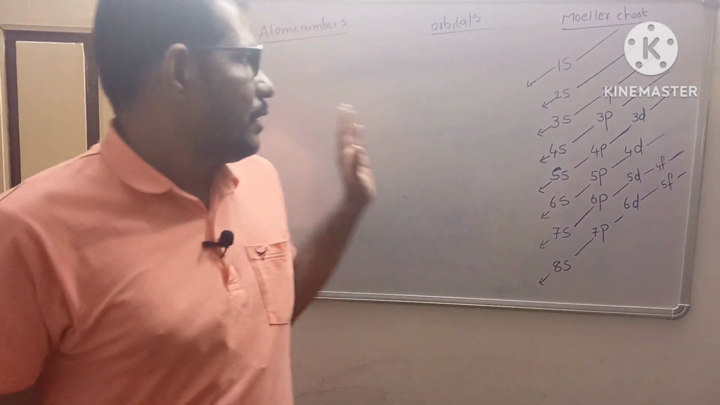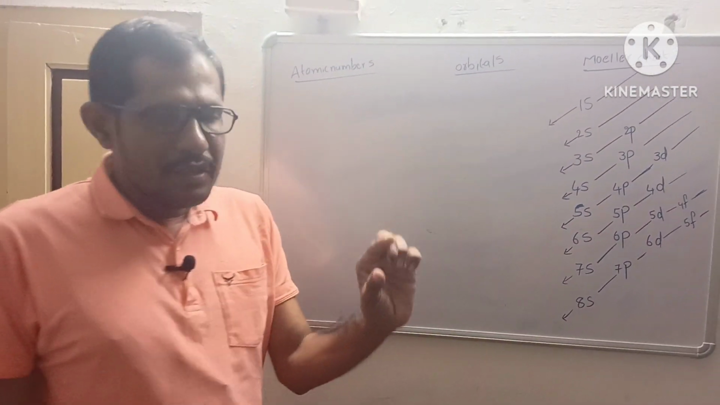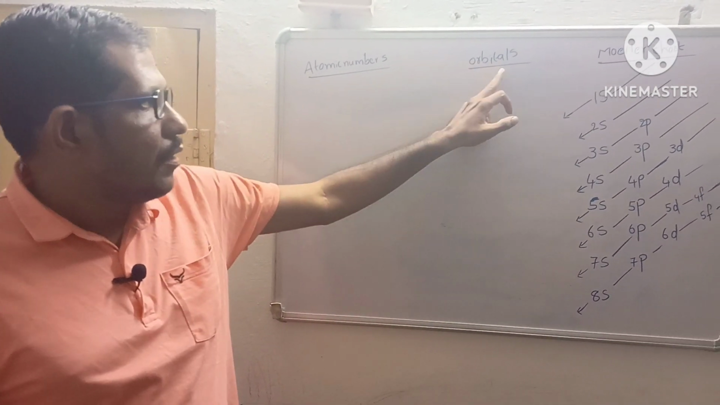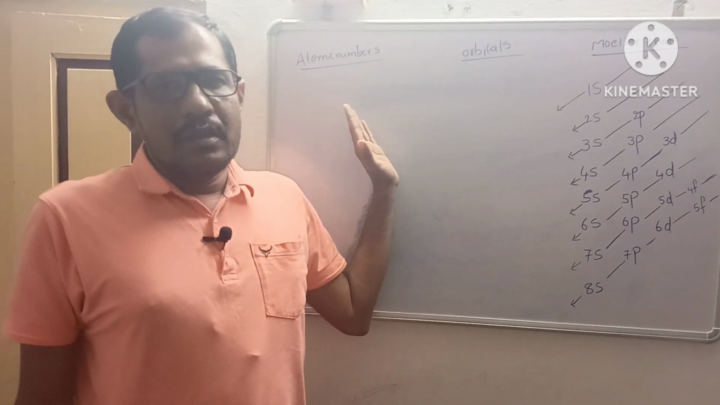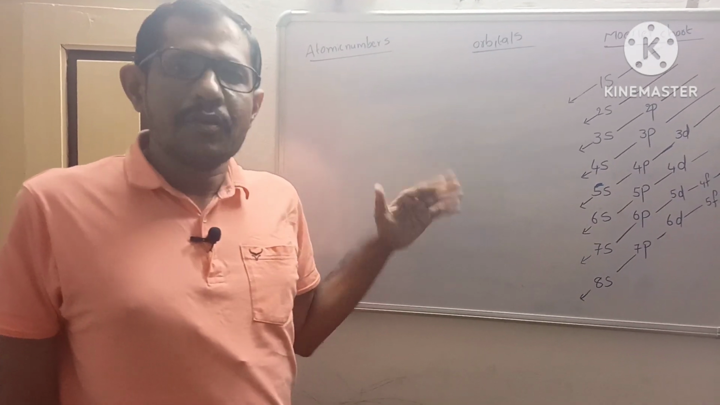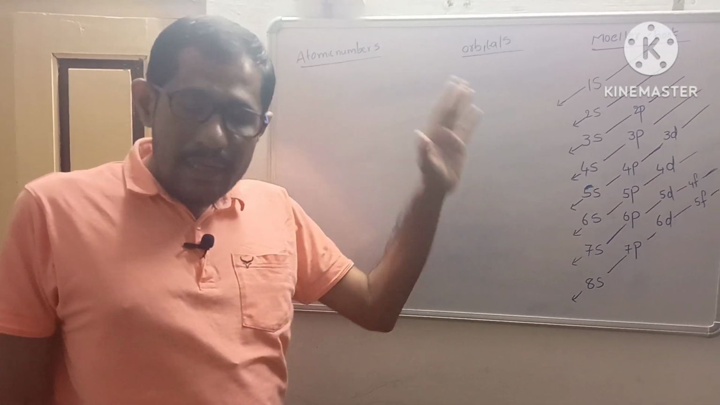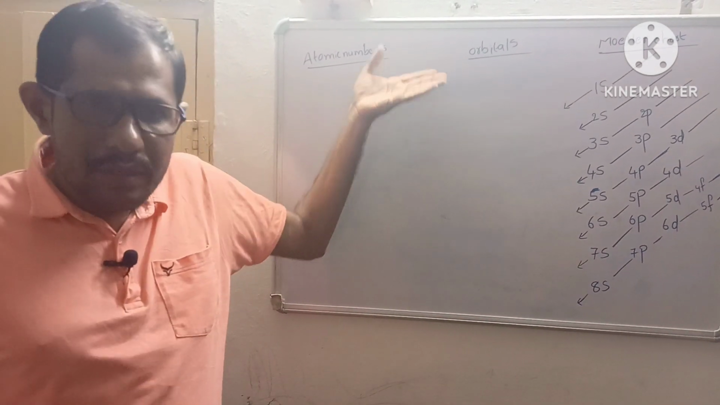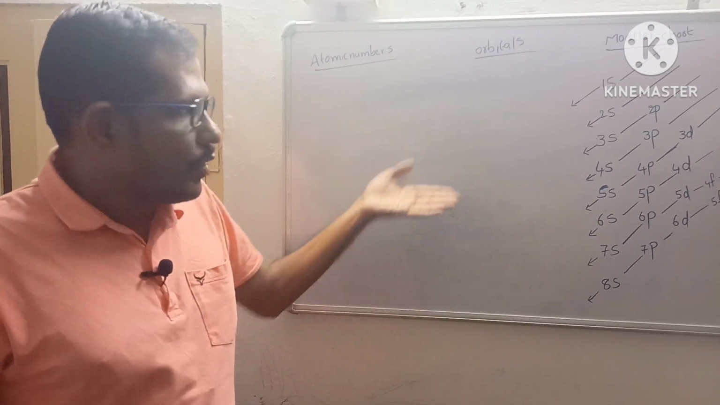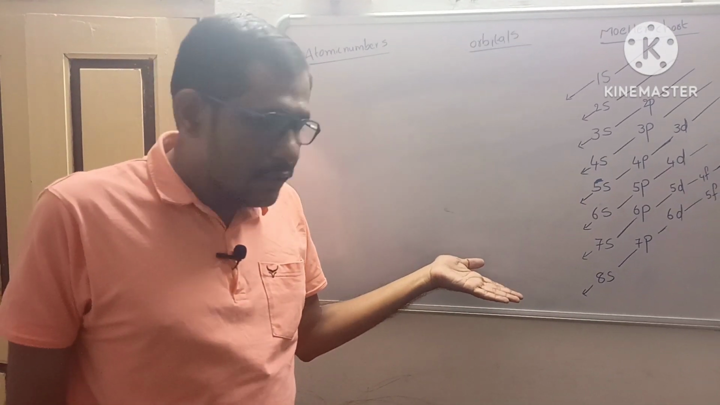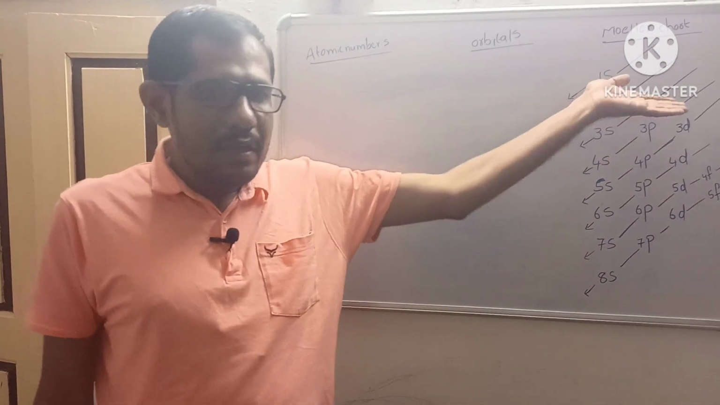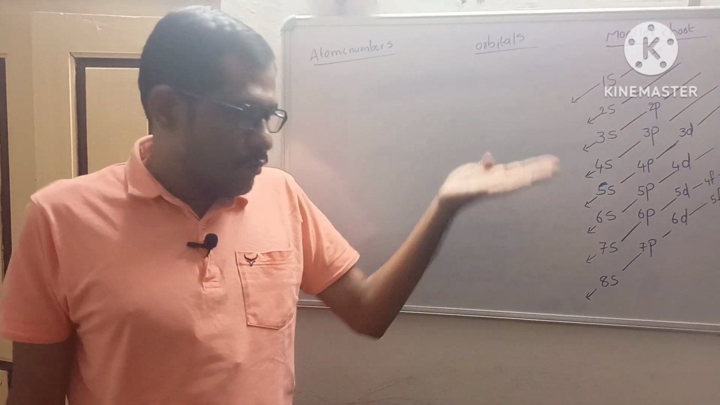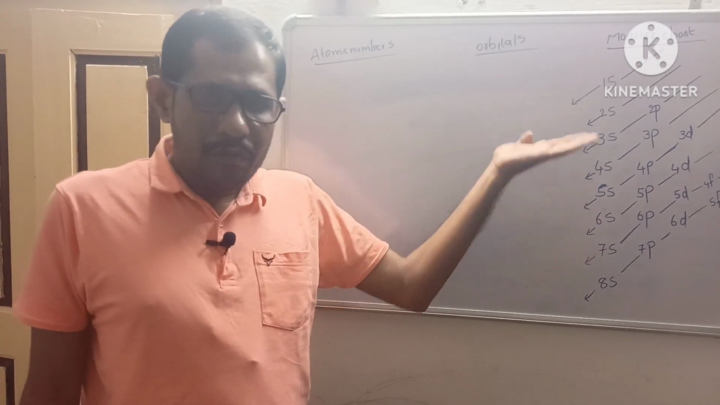For that, we need three very small and easy concepts: atomic numbers, orbitals, and the Aufbau chart. If you know these three, you can write the electronic configuration for any element. These are very easy. First, I will list the atomic numbers from 1 to 20. Then I will list the orbitals, and with the help of this chart, we are going to write the electronic configuration for all the elements.